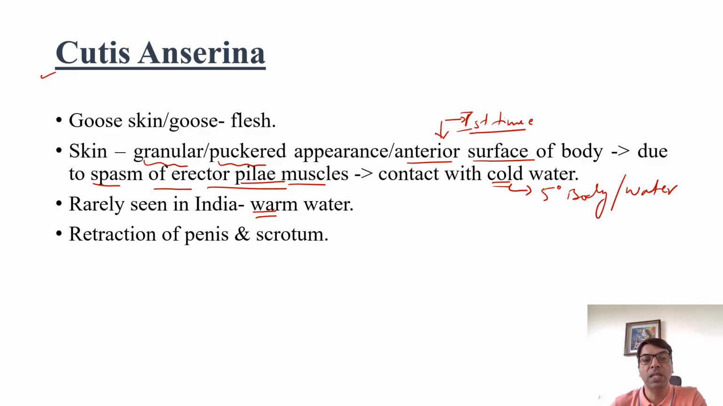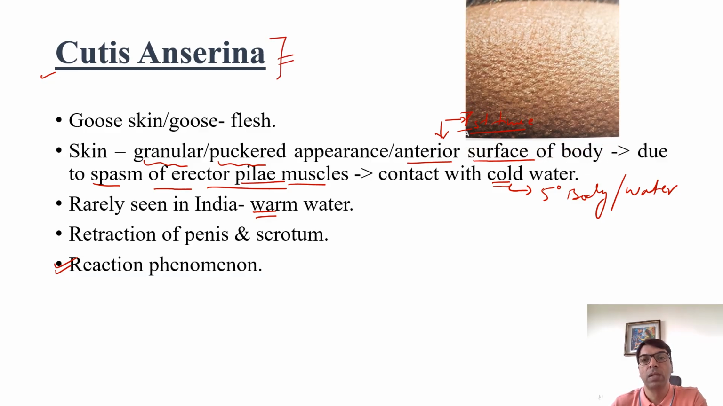Because of the same reason, there is retraction of penis and scrotum, and it's a reactionary phenomenon. It is a reactionary phenomenon because the body, when exposed to cold water, will show the appearance of cutis anserina, but not in the presence of warm water. This is the appearance of cutis anserina on the skin on the anterior surface.